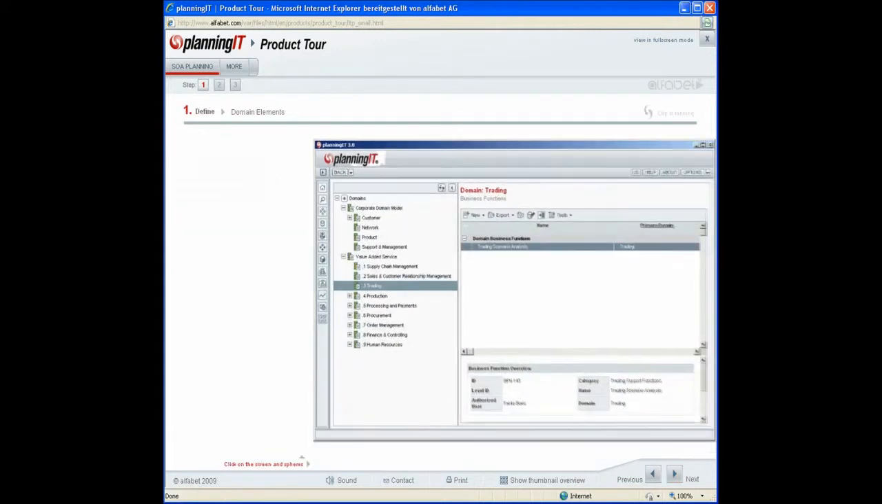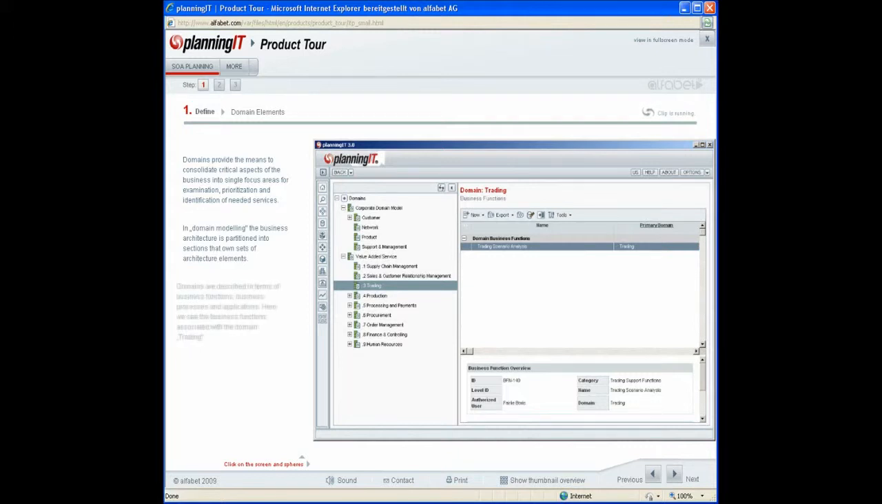Domain elements. Domains provide the means to consolidate critical aspects of the business into single focus areas for examination, prioritization, and identification of needed services. In domain modeling, the business architecture is partitioned into sections that own sets of architecture elements. Domains are described in terms of business functions, business processes, and applications. Here we see the business functions associated with the domain trading.